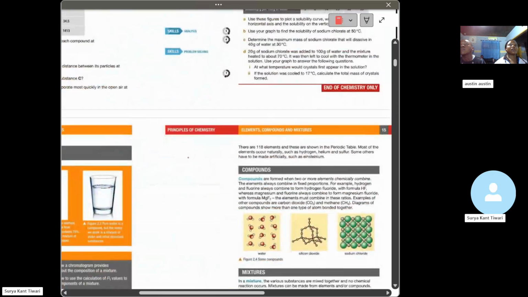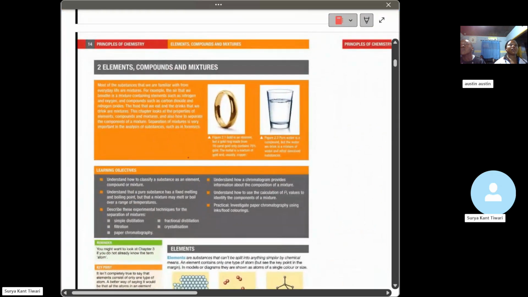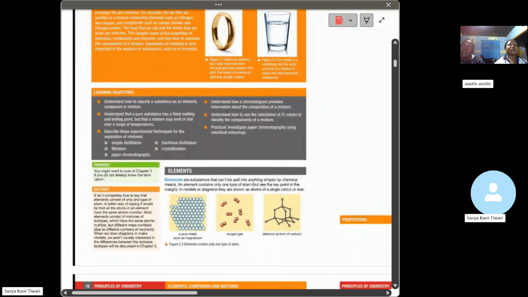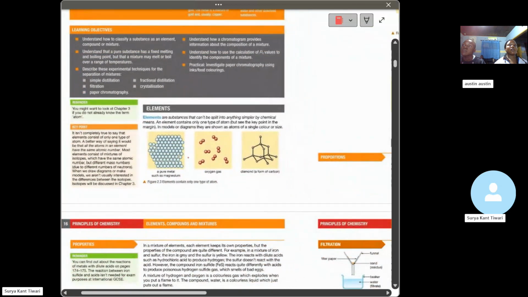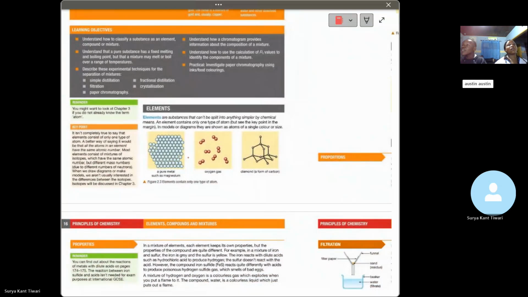And after that we have elements, compounds, and mixtures. I told you about atoms. After atoms we have elements. What are elements? Elements are substances that cannot be divided into simpler parts. What is the chemical formula for water? H2O. What are the two elements in this? Hydrogen and oxygen. These are two elements which form a molecule of H2O.